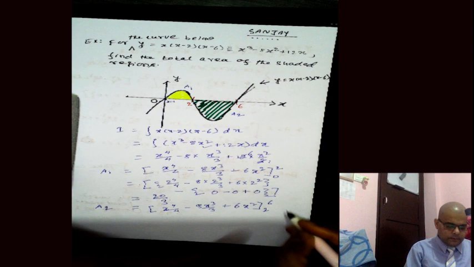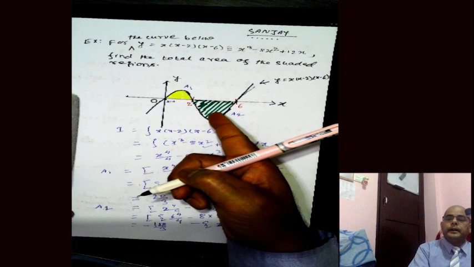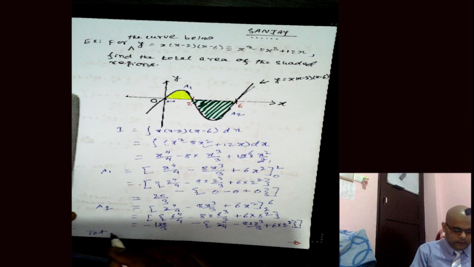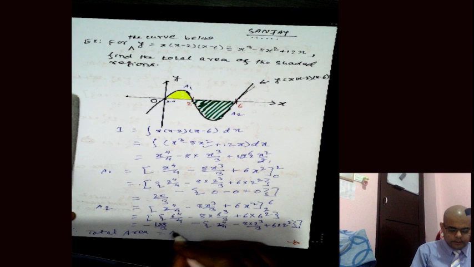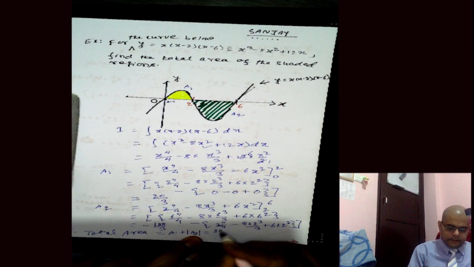But you know that the area cannot be negative, so we take the absolute value of this second shaded region's area. Therefore the total area, you can write, is A1 plus the absolute value of A2. Why the absolute value of A2? Because this is a negative number. So A1 is now 20 by 3, and then A2 is negative 128 by 3.